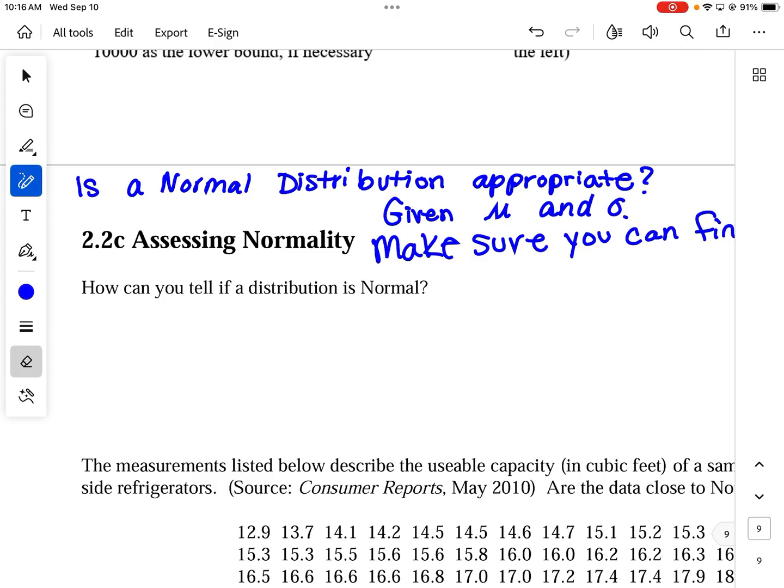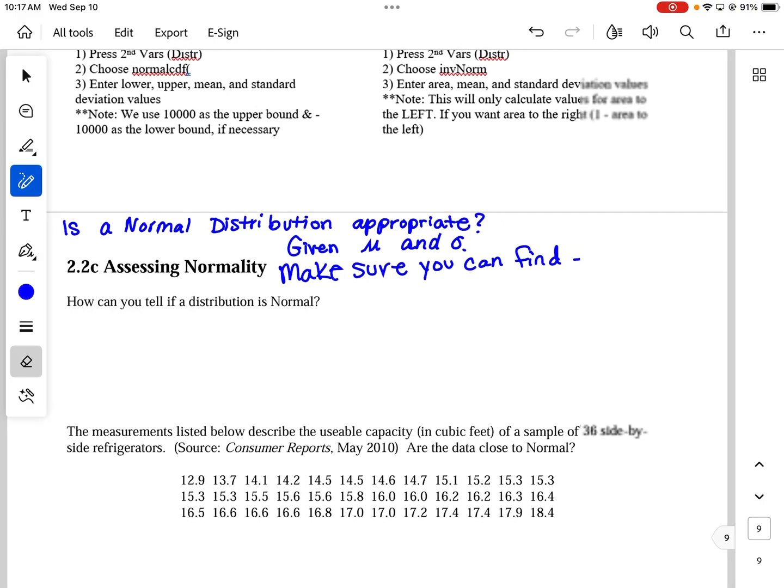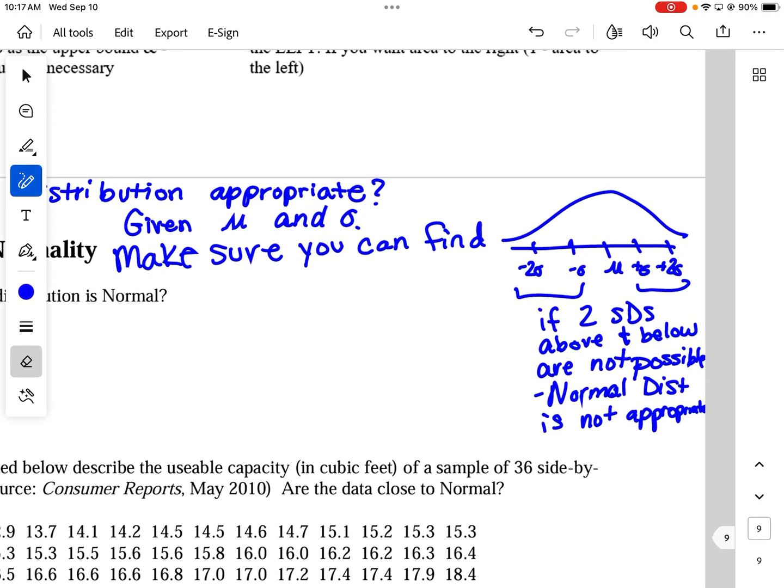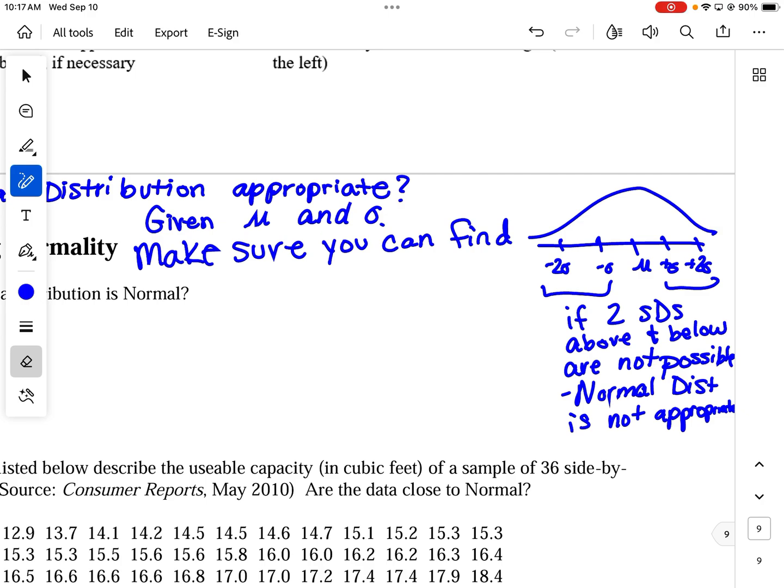So this is when you're given a mean and a standard deviation, and you know something else about the data. So maybe you know that it's talking about grades, and the highest possible grade is 100. And there are people who got hundreds. So what you want to do is make sure that you can find if two standard deviations above or below.